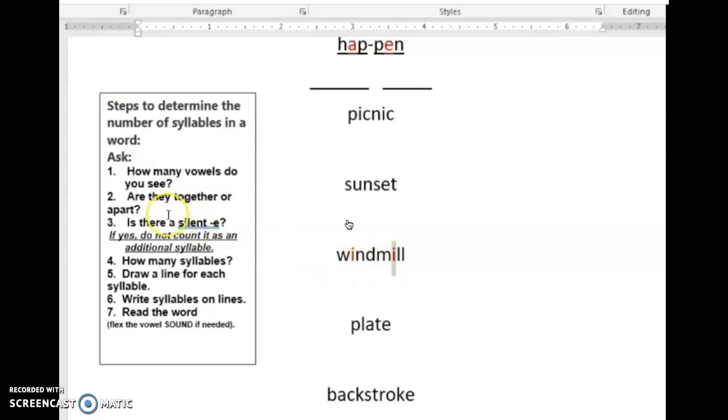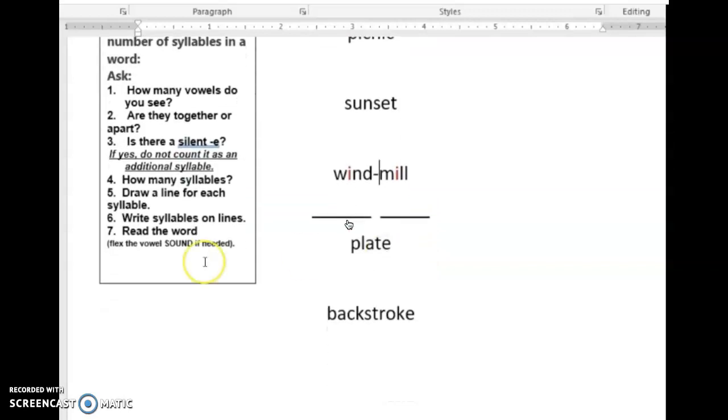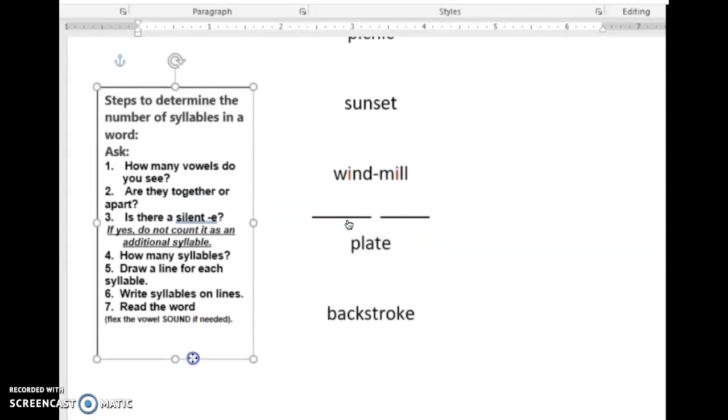And so we ask, is there a silent E? And there is not. So we're going to, again, draw two lines, and we would have students write on these two lines to divide the syllables. And so the first syllable in this word would be wind, and the second syllable would be mill, and the word is windmill. Let's take a look at a word with silent E.